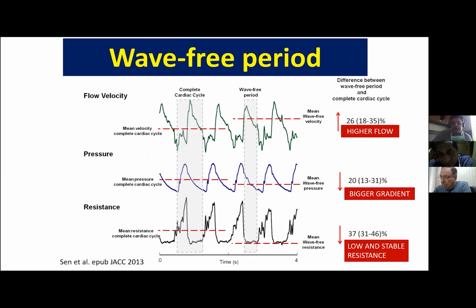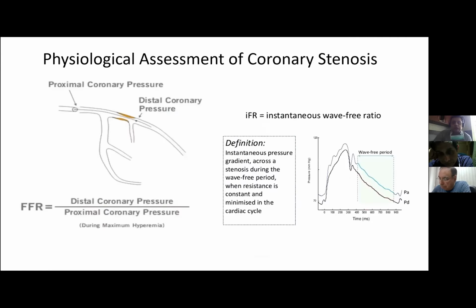If you measure Pd/Pa in that period, you will be able to produce a result almost similar to that of fractional flow reserve. They named this technology iFR, or instantaneous wave-free ratio, which is defined as the pressure gradient across the stenosis during the wave-free period, when resistance is constant and minimized in the cardiac cycle. Contrary to fractional flow reserve, which measures Pd and Pa along the entire cardiac cycle, iFR measures Pd/Pa in the wave-free period, which I just alluded to.